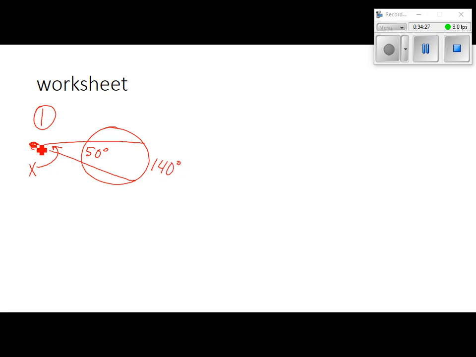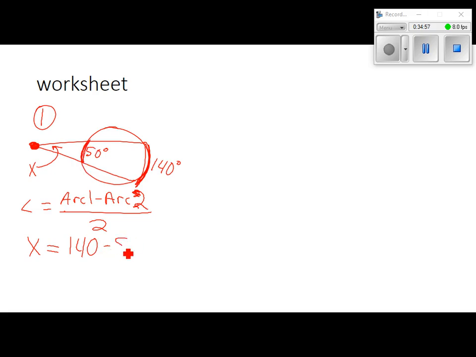The vertex of this angle is outside the circle. So our formula is angle equals arc 1 minus arc 2, divided by 2. Angle is what we're looking for. That's our X. Arc 1 is always going to be the bigger arc. So 140 minus arc 2, which is this arc, 50, and we're going to divide that by 2. 140 minus 50 is 90, then 90 divided by 2 is 45, so that angle is 45 degrees.